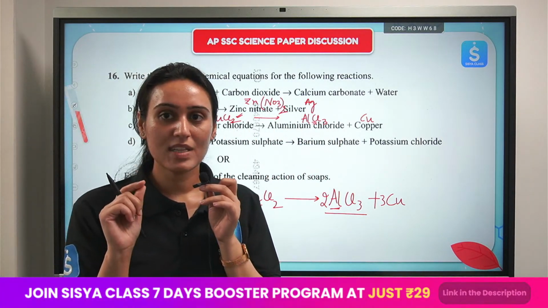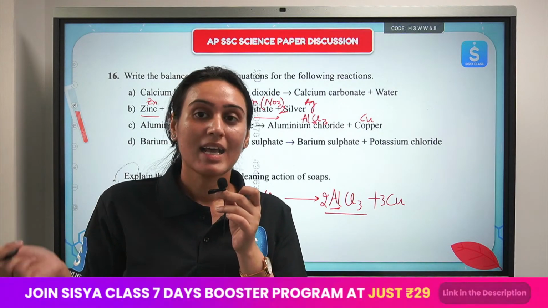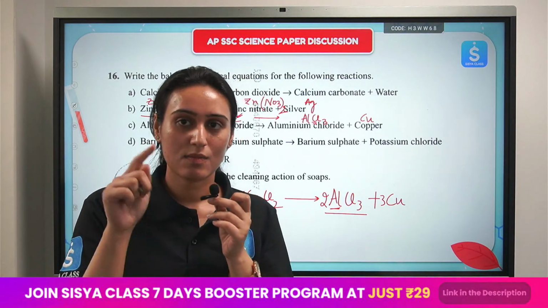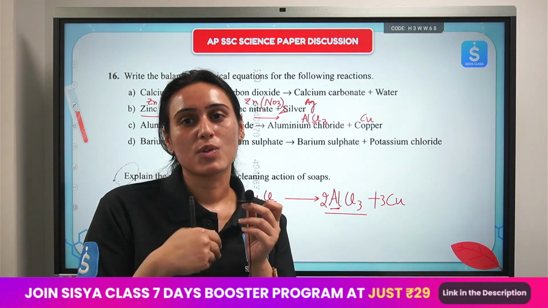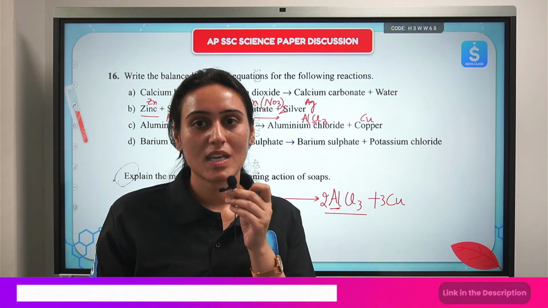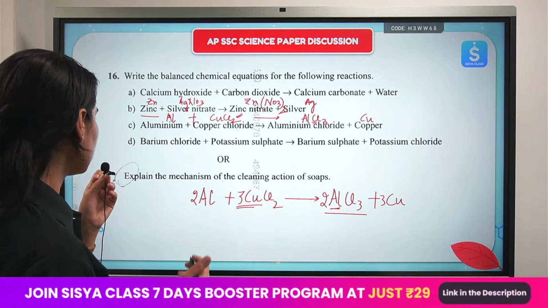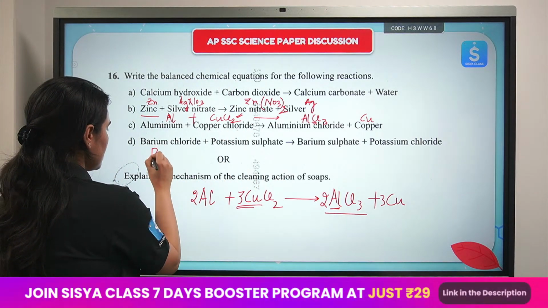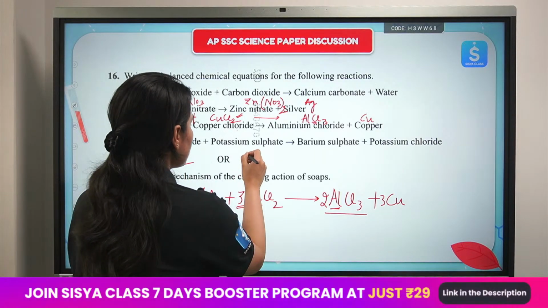So we started with aluminium chloride. Why? Because that was the compound with maximum number of atoms. Then within aluminium chloride, we chose chlorine. Once we have balanced chlorine, we moved on to the other atoms which are present in your chemical reaction. Okay, see the last one. This is barium chloride. This is potassium sulfate.